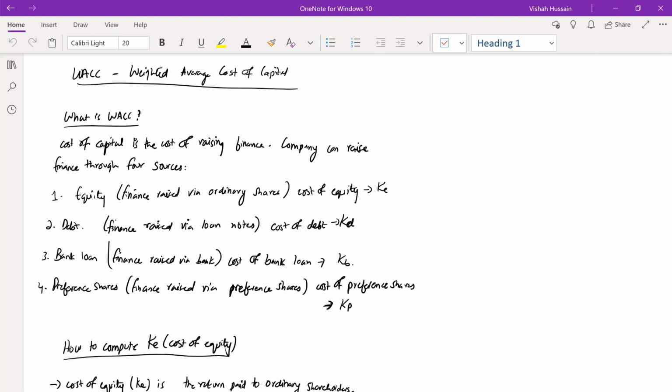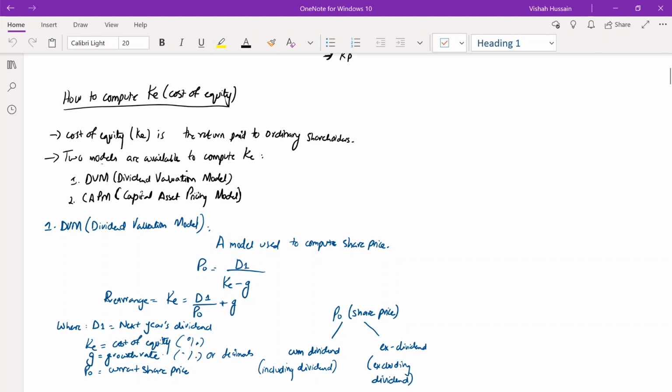First is equity. The cost of raising finance through equity is the cost of equity, that is KE. Debt. The cost of raising loan notes is interest, that is cost of debt or KD. The cost of raising finance through bank loans is again an interest amount, that is cost of bank or KB. And preference shares, the cost of raising finance through preference shares is the dividends or the interest amounts, that is cost of preference shares, KP.